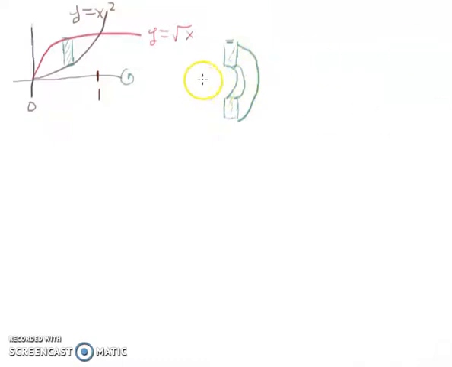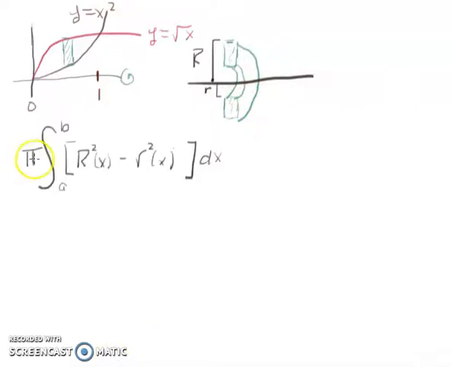Let me see if I could do this a little straighter here. That was pretty messed up. Okay, so this is the big R, and this is the little r. Okay, and we're going to put the formula down. Okay, so here's the formula.